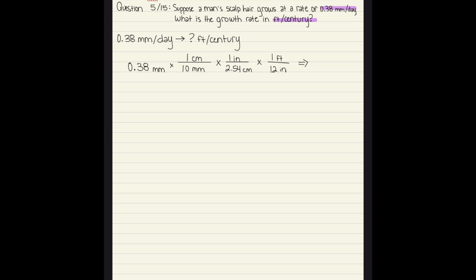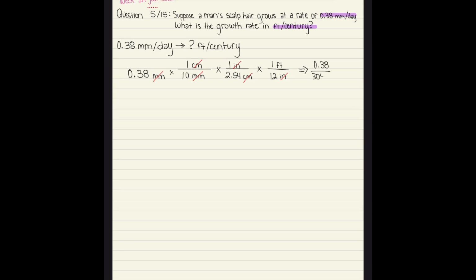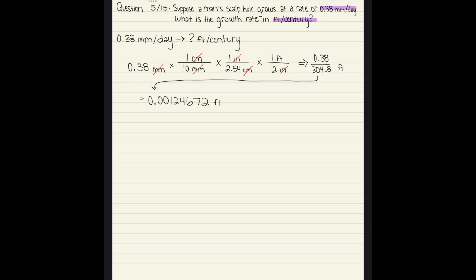Then we will multiply straight across top and bottom. You will also see the units begin to cancel out by millimeters, then centimeters, and then the inches, which will leave us with just feet. So once we go ahead and divide the 0.38 over 304.8, that's going to give us a total of 0.00124672 feet per day. That's the new growth rate.